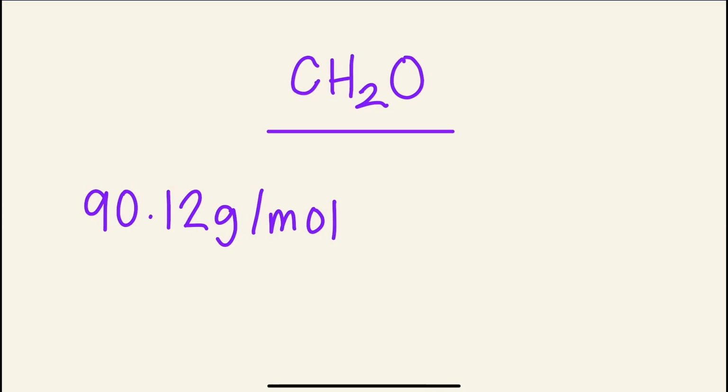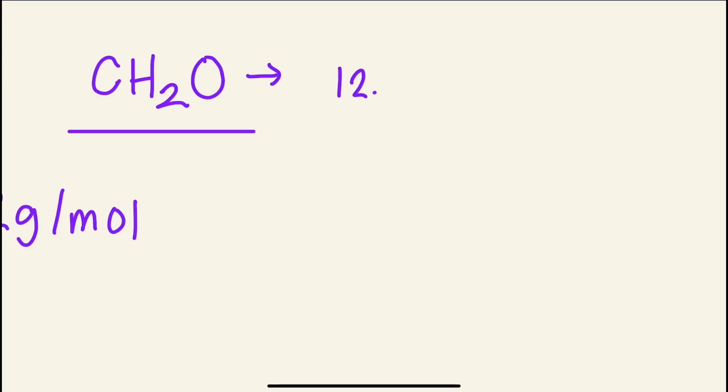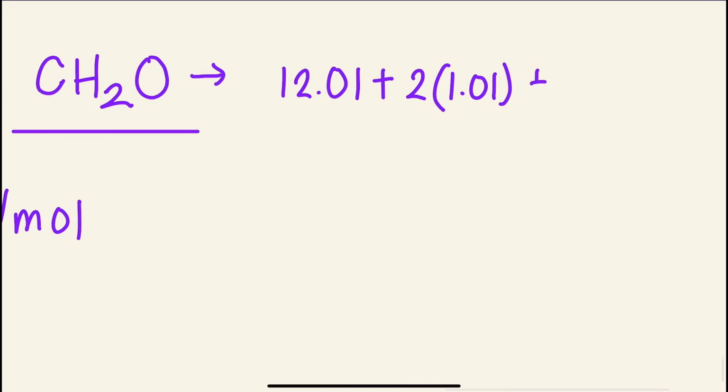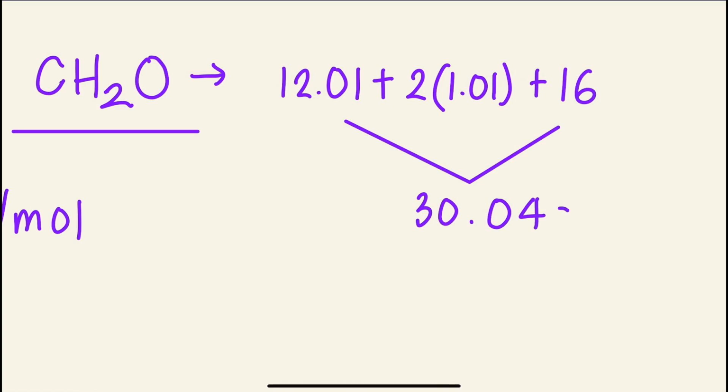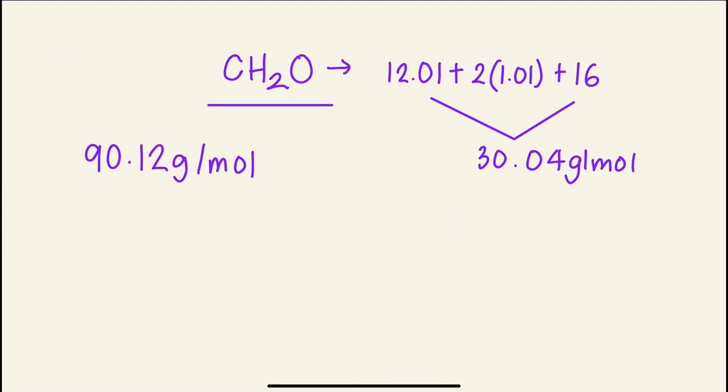What if we were given a problem that told us that a compound had a molar mass of 90.12 grams per mole, and we were to find its molecular formula? Based on the empirical formula, we'll find the molar mass. The molar mass of carbon is 12.01, the molar mass of hydrogen is 1.01, and we multiply that by 2 because there are 2 hydrogens, and we add 16. Adding those together, we get 30.04 grams per mole. So if we had 90.12 grams as our molar mass of the new molecular compound, we're going to divide that by 30.04. If I do that, I get 3.